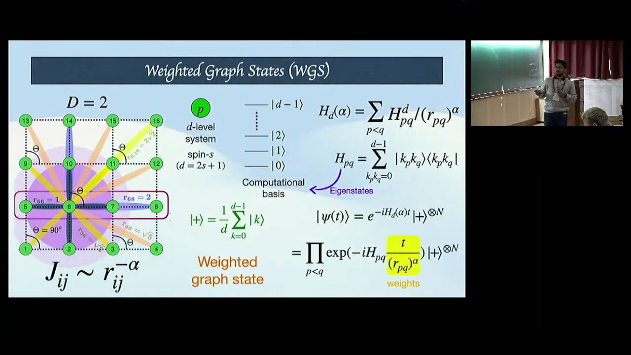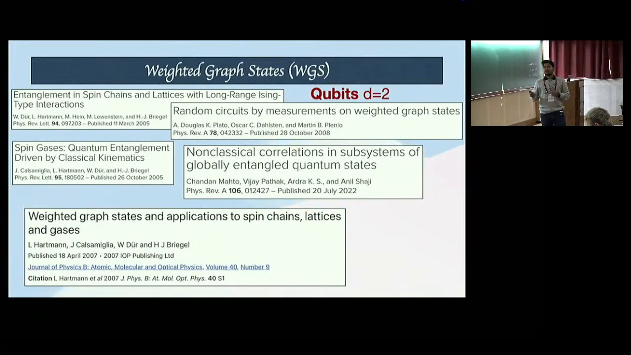The spatial dimension is encoded in the possible values of r the system can take. And if we start with the same plus state, which is now a coherent superposition of the eigenstates of the Hamiltonian, and evolve it similarly, we get a weighted graph state with the corresponding weights. Weighted graph states were studied in qubits by Hein way before, and have recently been studied by Anil Shaji and Chandan Mahato. There's a nice review of weighted graph states.